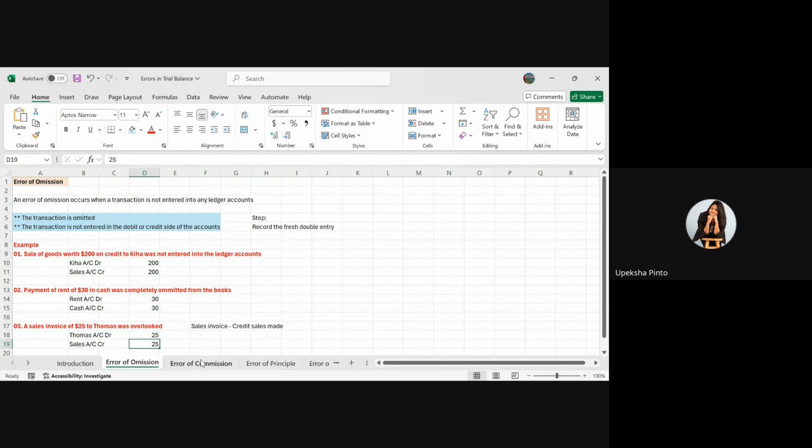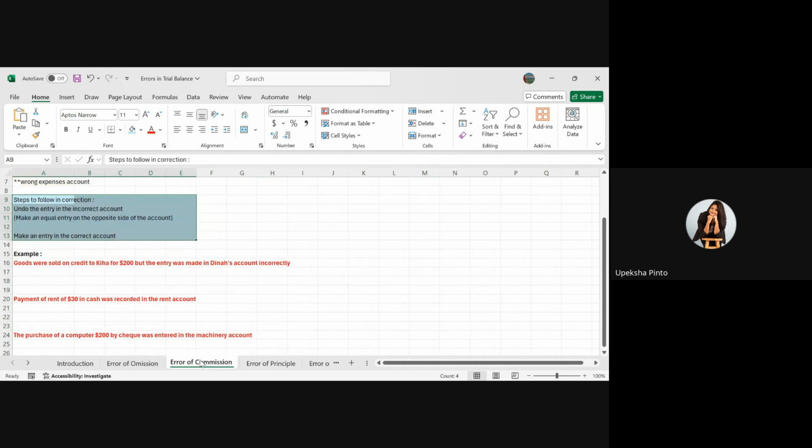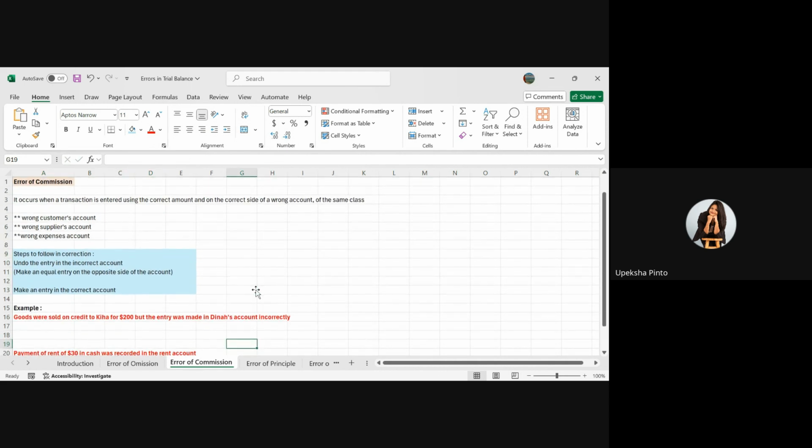So we'll go for the next one, which is error of commission. We'll see what an error of commission is. We'll read and I'll explain. It occurs when a transaction is entered using the correct amount and on the correct side of a wrong account of the same class. This feels like Greek for you, I know, right? So I have put some star marks to help you understand better. So wrong customer's account, wrong supplier's account, wrong expenses account, something like that. Same class.